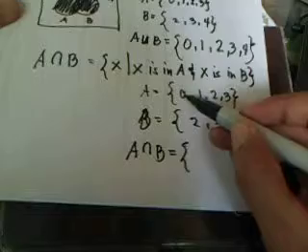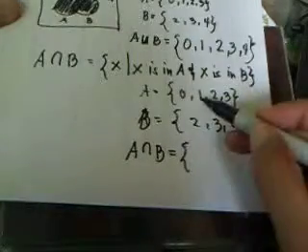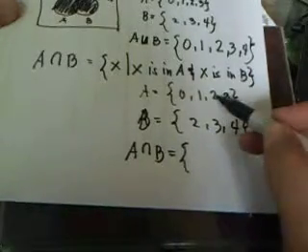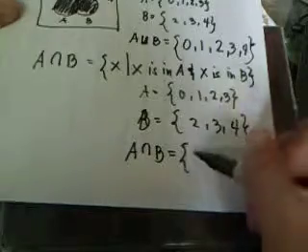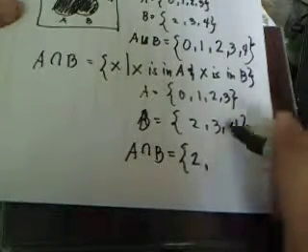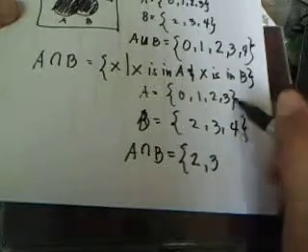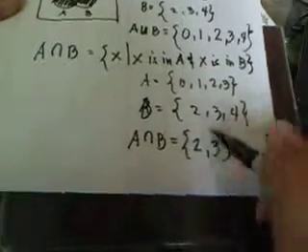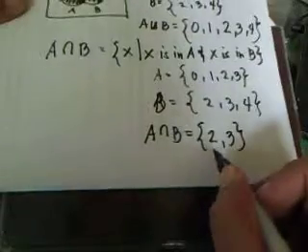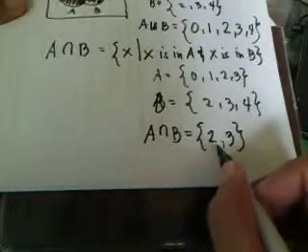So do we have 0 here? No. How about 1? Do we have 1 here? No. 2? Do we have 2? So 2 is a common element. 3 is also a common element. We have 4 here, but we don't have 4 here. So the intersection of A and B is 2 and 3.